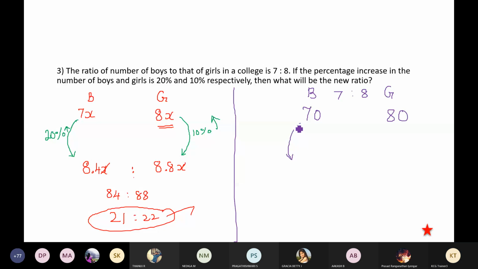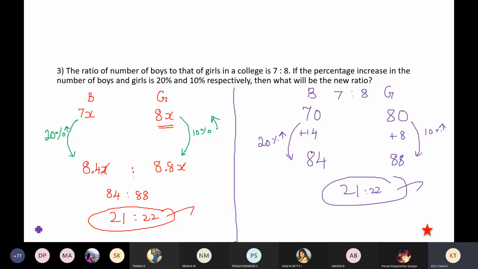Say 20% increase. So what is 20% of 70? 14. Add 14 to it, 84. Okay. And 10% increase. If I add 10% to this one, 8. Add 8 to it, you'll get 88. So 84 is to 88. So my answer is 21 is to 22 again. Either way, you get the same answer.